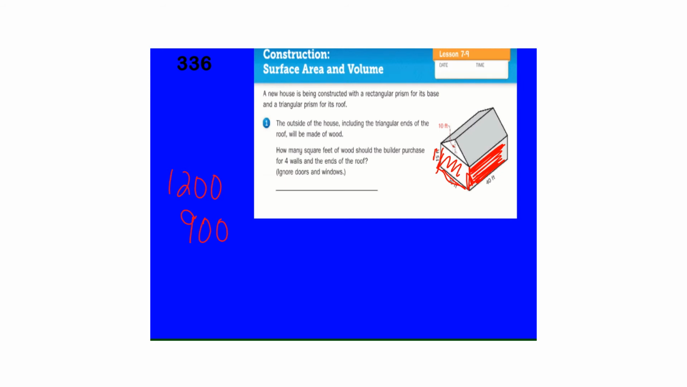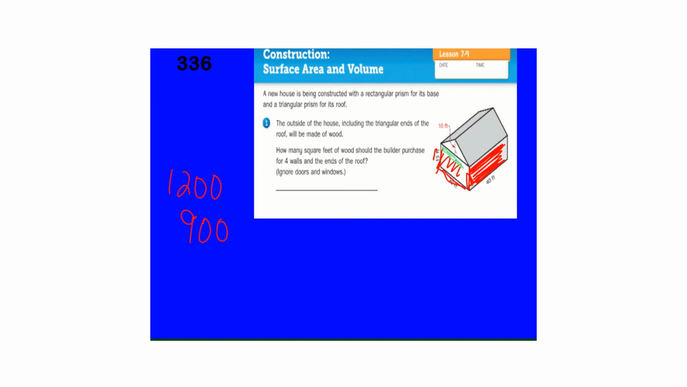So we have, let me see if I can change colors here. Okay, we have 40. And what is this part here? Back up here. We don't have to do the roof. We need to do the triangular ends because the roof apparently has shingles and they're just talking about the roof or the peak. Okay, so back up.